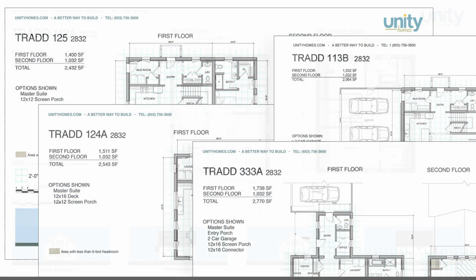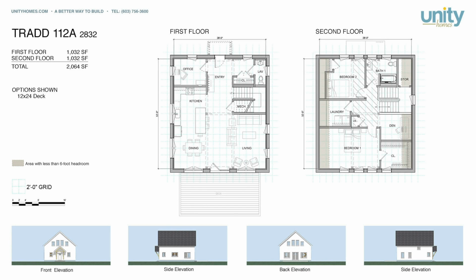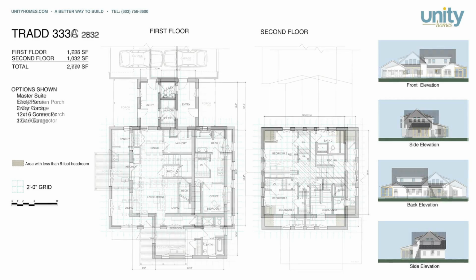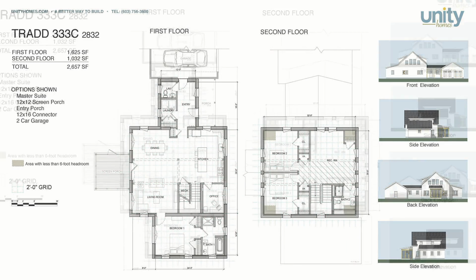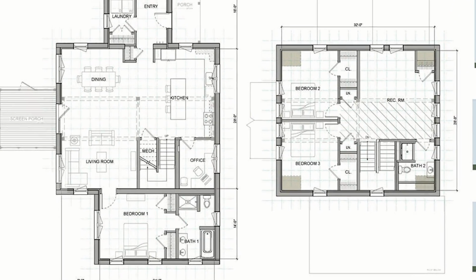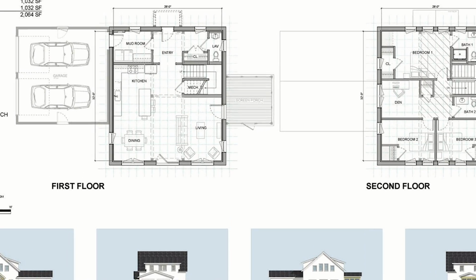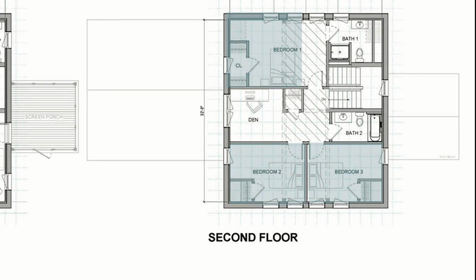Trads typically range from 2,000 to 2,800 square feet. They may include 2 to 5 bedrooms and 1.5 to 3.5 baths. Some versions of the Trad include a first-floor master suite, while in others, all of the bedrooms are on the second floor.